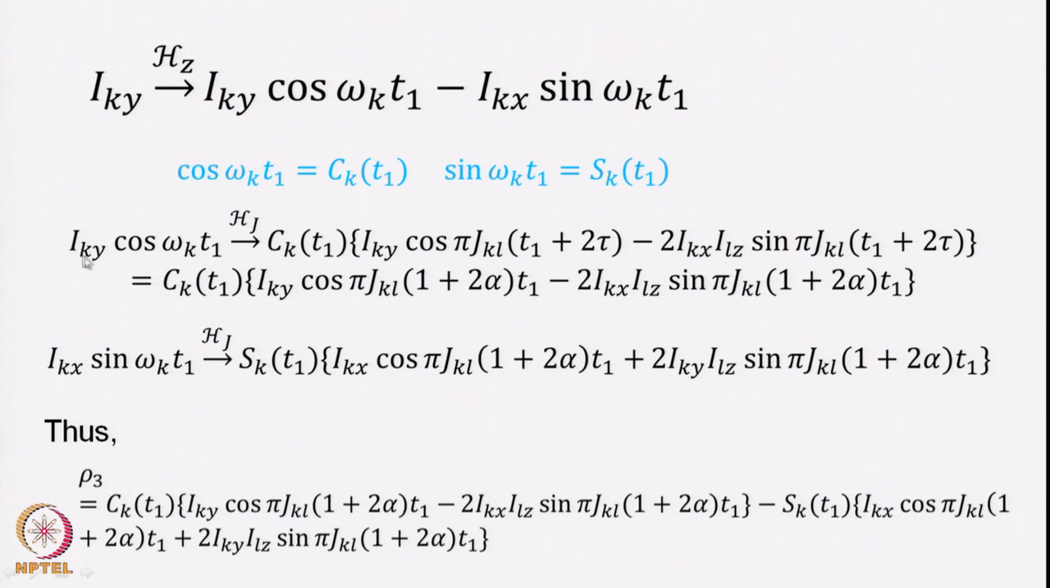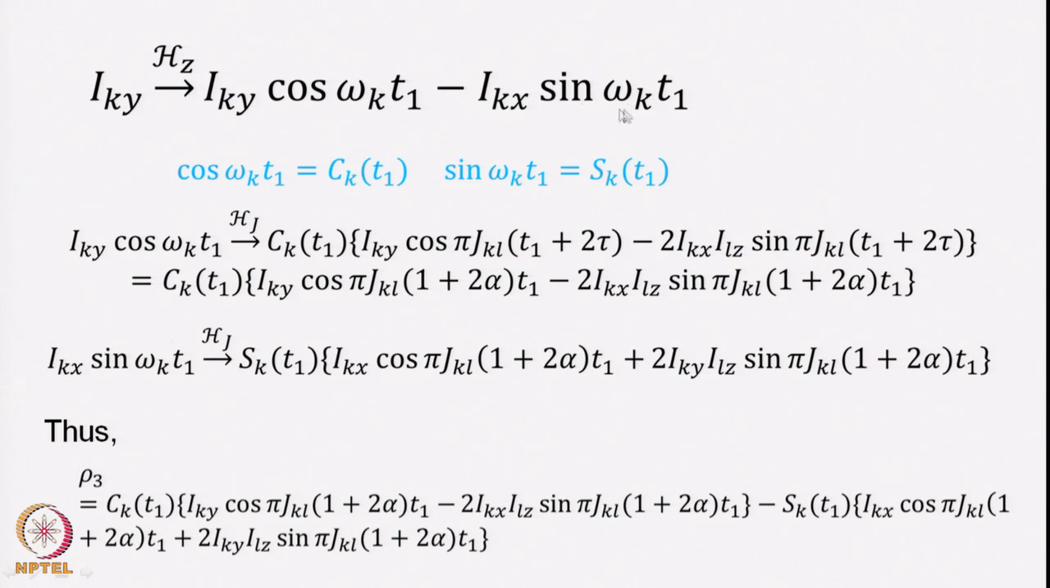Take the first term here. IKY cosine omega KT1 under the influence of the coupling constant will give you CKT1, and inside the bracket you will have the coupling evolution IKY cosine pi JKL (T1 plus 2 tau) minus 2 IKX ILZ sin pi JKL (T1 plus 2 tau). Notice here, this is the important point. The coupling evolution is happening for the entire period T1 plus 2 tau. Therefore, the time dependent term here is T1 plus 2 tau. And if you explicitly put the value of tau, then you get CKT1 IKY cosine pi JKL (1 plus 2 alpha) T1 minus 2 IKX ILZ sin pi JKL (1 plus 2 alpha) T1.